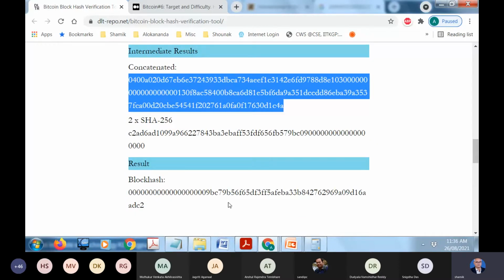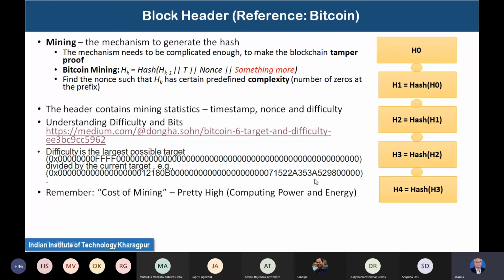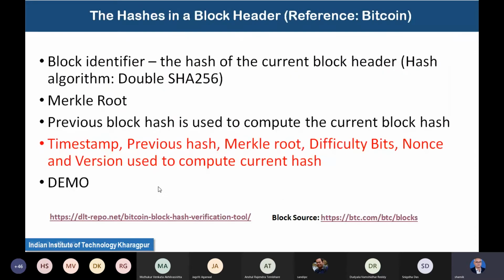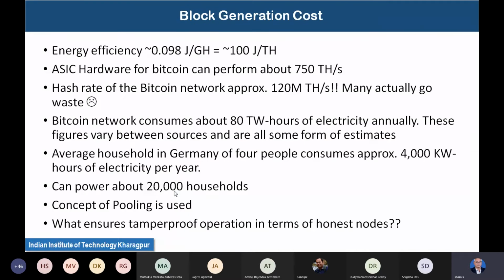So you can try it out yourself also to get a very good feel of what exactly is going on while calculating the block hash. Okay, so that is about the block header, and how the hash is computed.